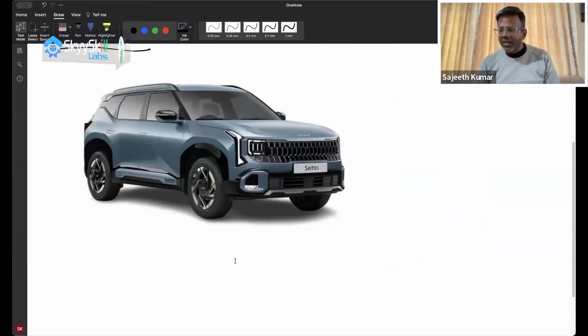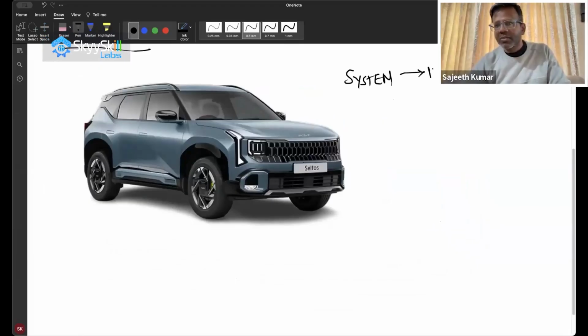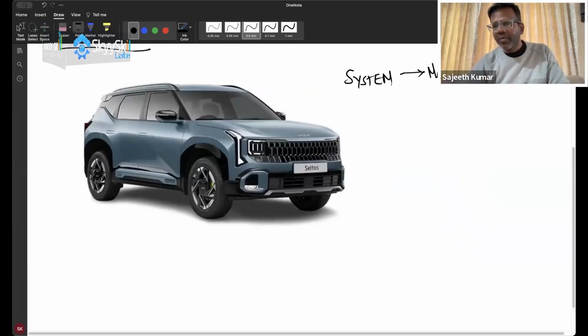As far as the current generation goes, this is something which you would call one of the entry to mid-level compact SUVs, right? The new Kia Seltos. So now I just want you to think about this particular car, and I want you to name one particular system. Any system, not a component, but a system. Just name any system in this vehicle which is purely mechanical.